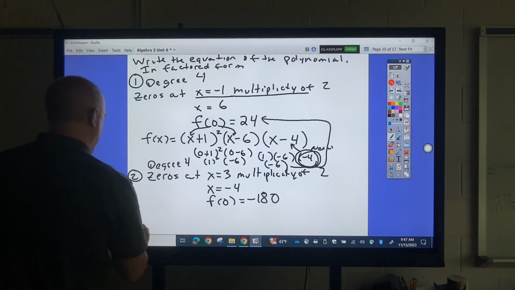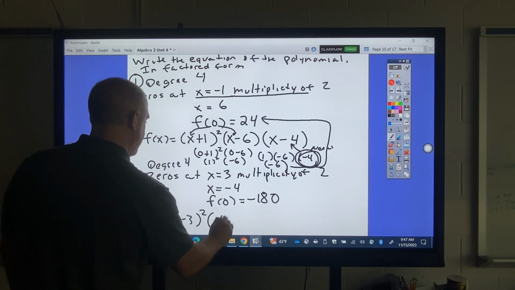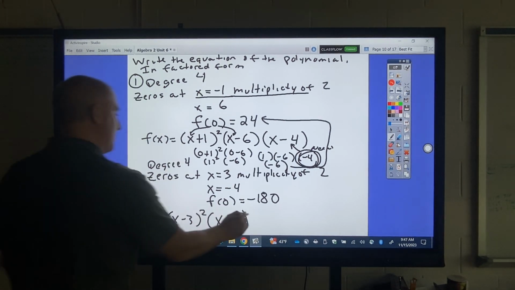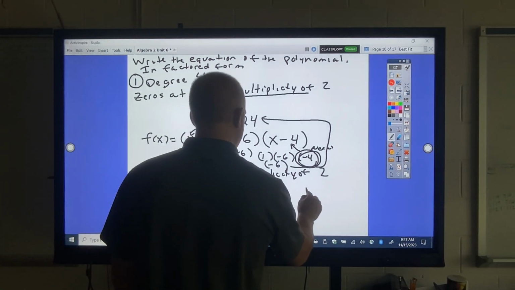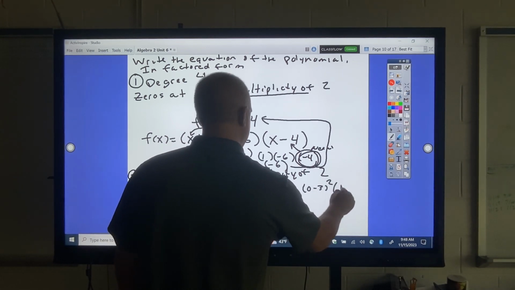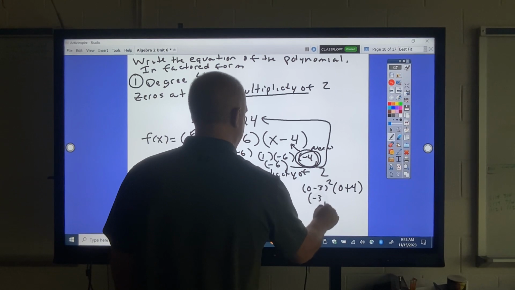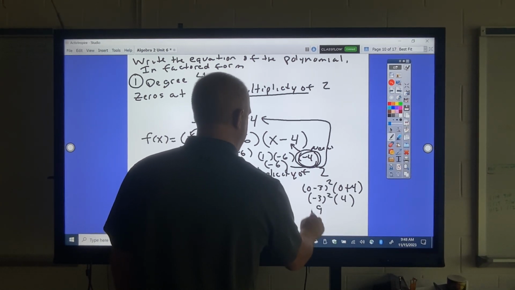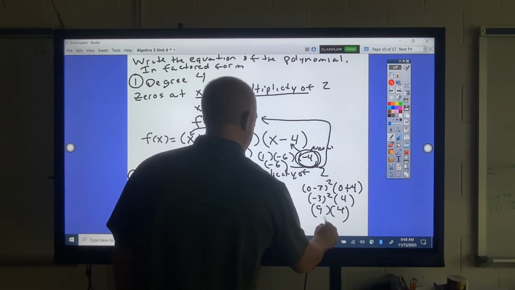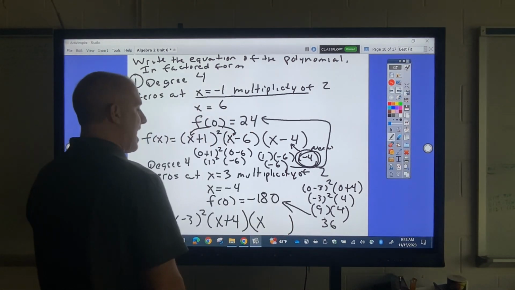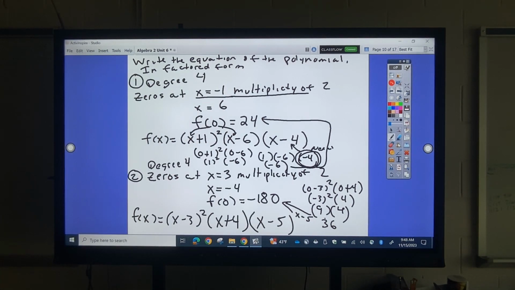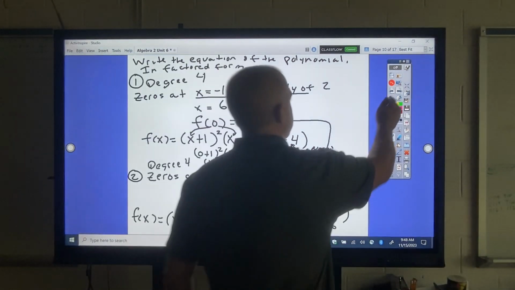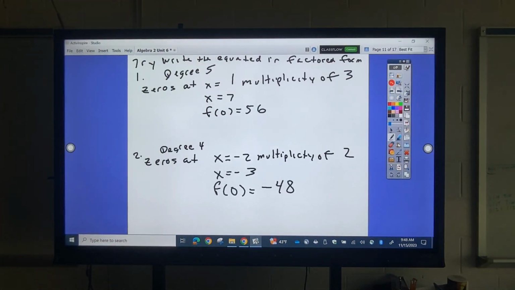So on this one, I've got x minus 3 squared, x plus 4, and they're telling me it's degree 4, so I'm going to need one more. Okay? Now, once again, if I put 0 in there, 0 minus 3 squared, 0 plus 4. 0 minus 3 is -3, 0 plus 4 is 4. That'd be 9 and 4, okay? That would be 36. Now, I need it to be that. Well, how would I get that? Multiplying by -5. And that's, I made that x minus 5, and that would be my final factor, okay? So why don't you guys try doing those on your own?